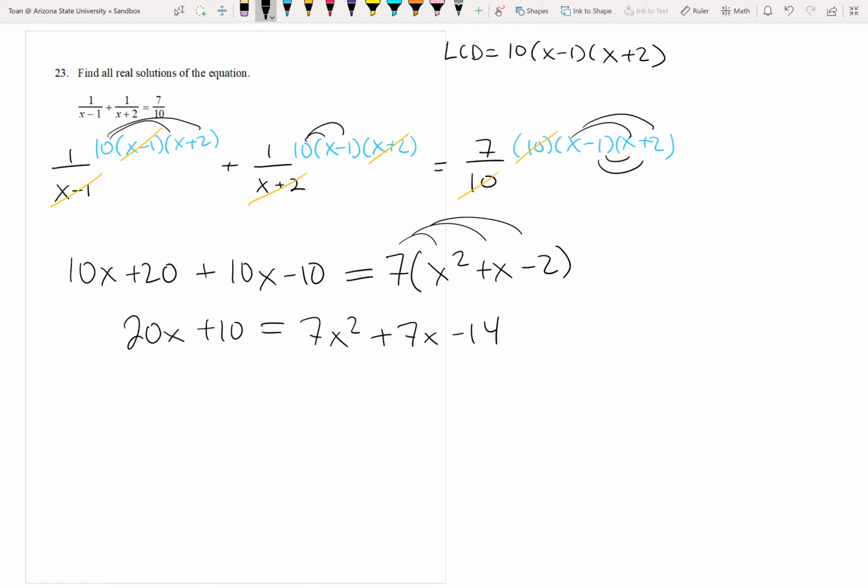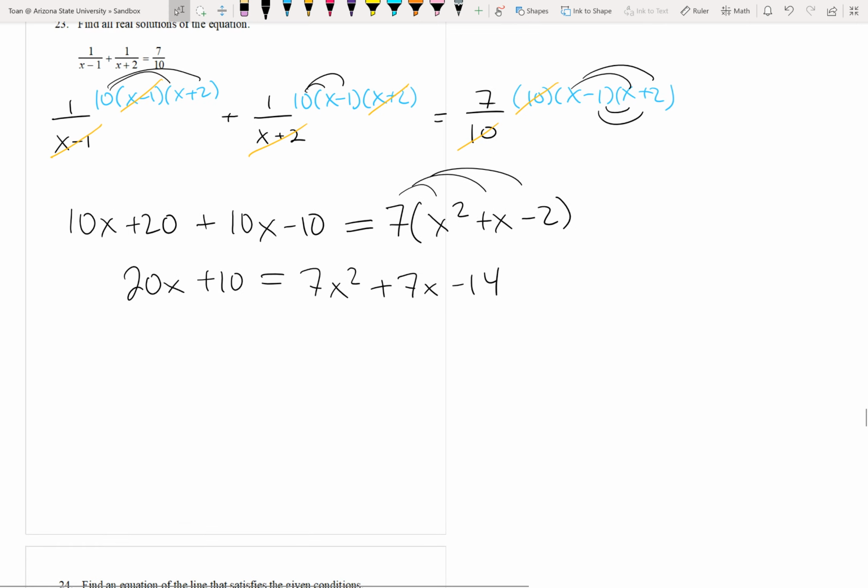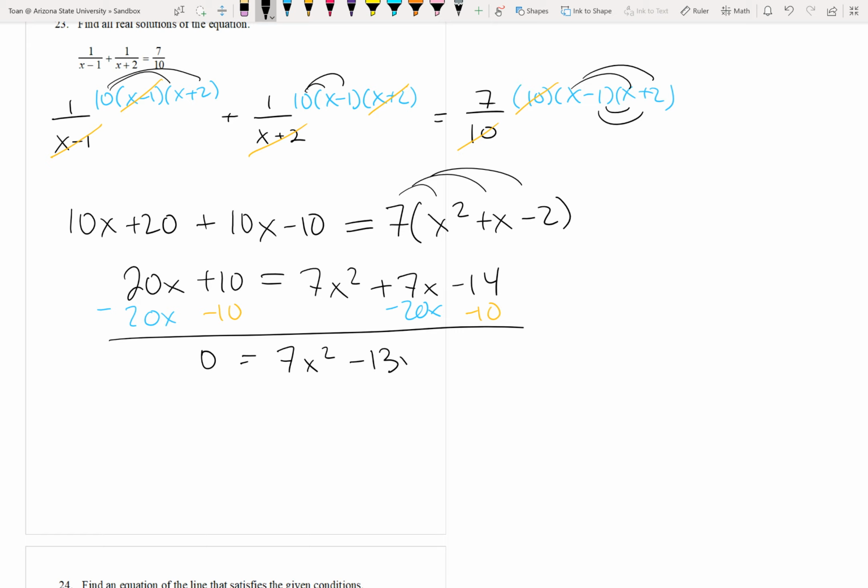This is a quadratic equation, so to solve a quadratic, you bring everything onto one side. So let's go ahead and bring everything to the right because the x squared is on the right. We're going to subtract the 20x and subtract the 10 here. And we get 0 equals 7x squared minus 13x minus 24. And then you just solve it however you want. Factoring, quadratic formula, completing the square. This would be ugly if it wasn't, so I'm hoping this guy's factorable.